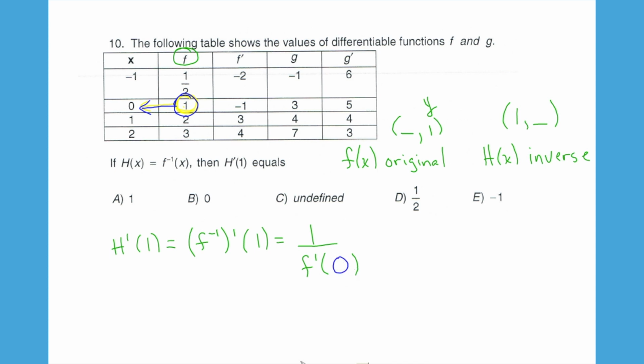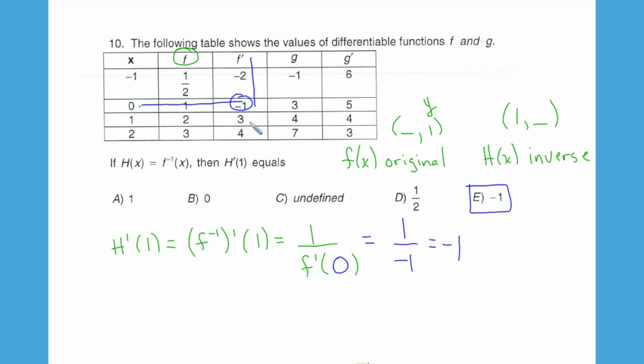So, wow, I wish I knew f prime of 0. Oh, look, there's a column with f prime in it. So I'm going to erase this so it's not distracting. Let's go down to f prime and 0 and see where that meets. And that meets at -1. So it's 1 over -1, which is -1.